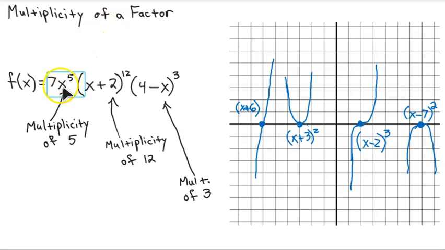So here you can see we have x to the fifth power, so that means that the multiplicity of the factor x is 5. This factor x plus 2 has an exponent of 12, and that means that the multiplicity of x plus 2 is 12. And then this factor, 4 minus x, has an exponent of 3, and therefore the multiplicity of 4 minus x is 3. Okay?